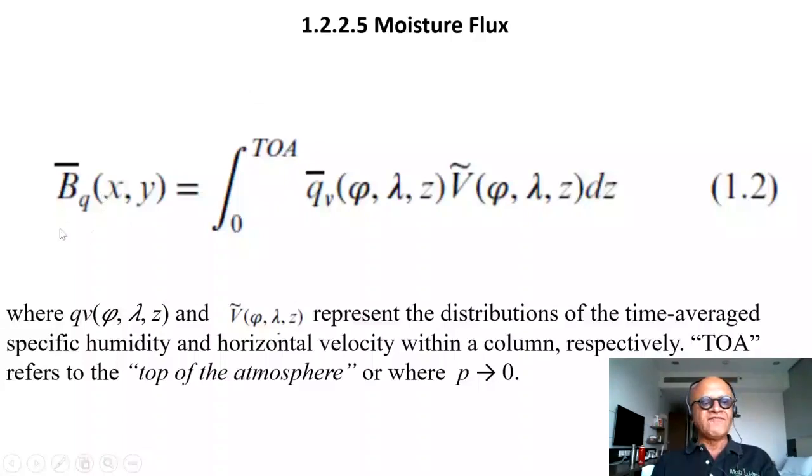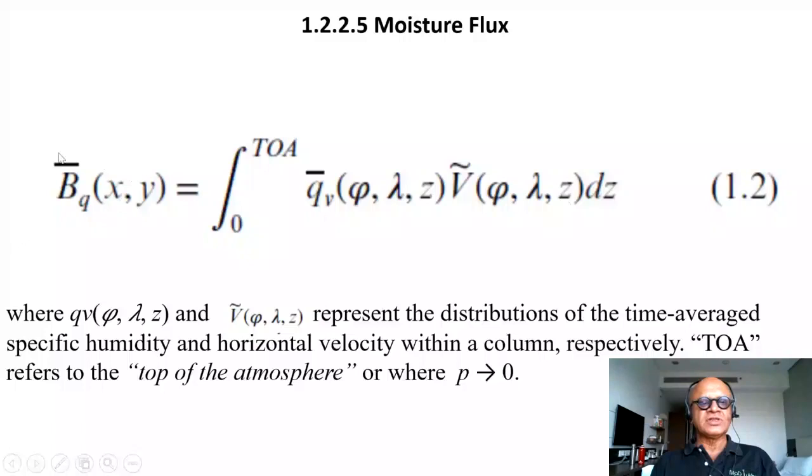And this is how it is defined. So the humidity flux or moisture flux in X and Y is determined by integrating the moisture and its advection term by the winds from the surface to the top of the atmosphere. Top of the atmosphere is basically where pressure goes to zero. Okay, so this is the mean specific humidity as a function of latitude, longitude, and height, and this is the wind vector also as a function of latitude, longitude, and height.